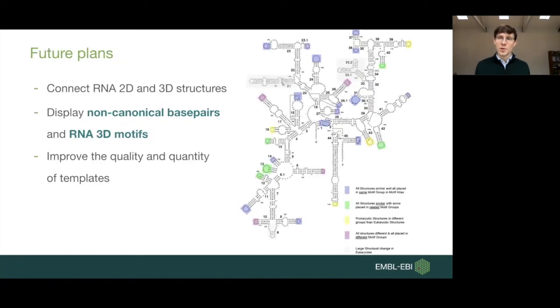The future plans for R2DT are very exciting to me personally, because as I mentioned in the beginning, I'm very interested in the connection between the secondary and the 3D structure and the non-canonical base pairs and 3D motifs. And this is exactly what we can visualize with R2DT, because here's a diagram that I was showing in the beginning. These loops are part of the R2DT diagrams, and we can connect them to the motifs that they correspond to using RNA3D Motif Atlas and other tools.